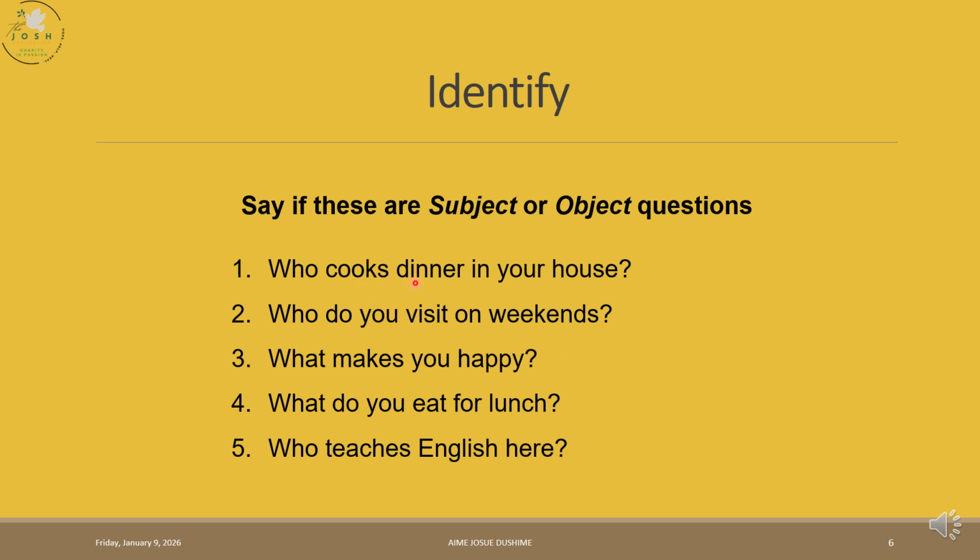Who cooks dinner in your home? I want to know the doer of the action. In that case, what is it? Put the answer in the comment below.